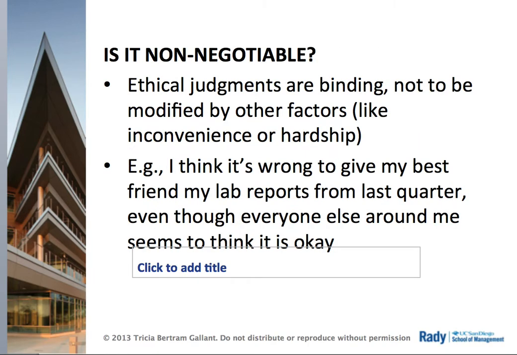Next, is it non-negotiable? Ethical judgments are binding, not to be modified by other factors like inconvenience or hardship. For example, I think it's wrong to give my best friend my lab reports from last quarter, even though everyone else around me seems to think it's okay. The decision then is not up for further discussion or modification, or what others might say are justifications or rationalizations.